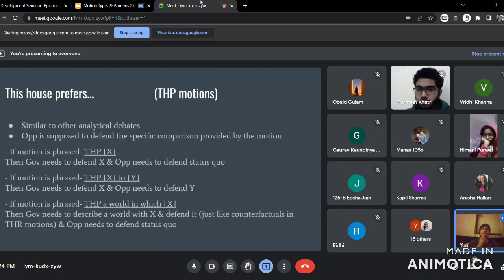Now coming to prefers motions. After this I'll take a small break for doubts again, because a lot of info has been dumped, and analysis motions have the most types and are the most complex to deal with. So I'll take a break after that, just a sec.